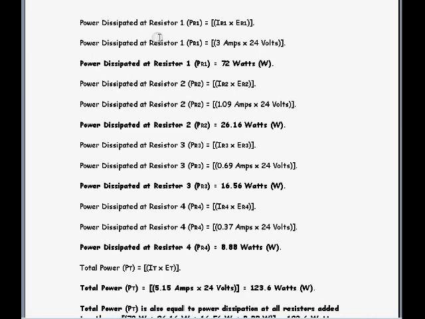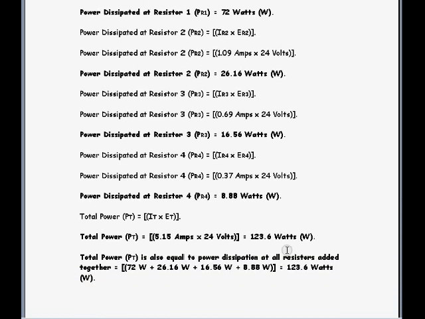Now, the last part is the power dissipated at resistor 1, so we would just take the amps we calculated at resistor 1, 3 amps, times the volts at resistor 1, 24 volts, so 3 times 24, 72 watts. Same thing, there's 1.09 amps at resistor 2 times 24 volts, so 26.16. 0.69 amps at resistor 3 times 24 volts, 16.56 watts at resistor 3, and the same process here for the rest. So we then take the total current and multiply it times the total voltage.